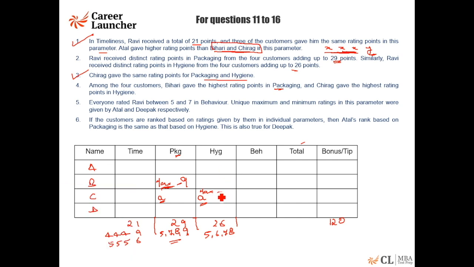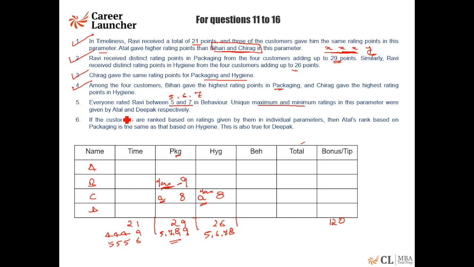Okay, so this is going to be 8, and hence this will also be 8. Taken care of, this point also done. Everyone rated Ravi between 5 and 7 in behavior. Unique maximum and minimum rating being given by Atal and Deepak. Between 5 and 7 means 5, 6 or 7.